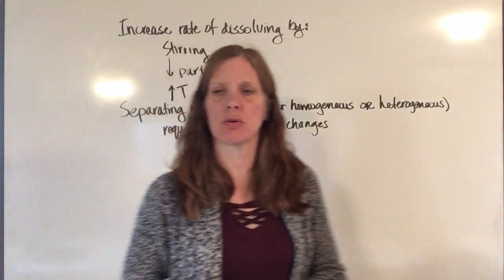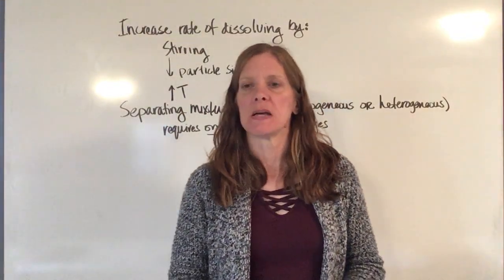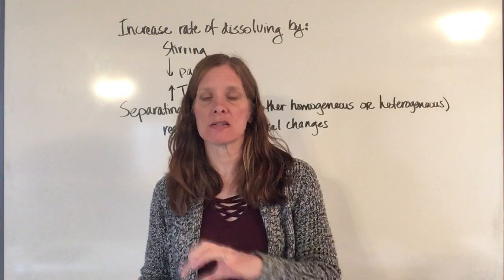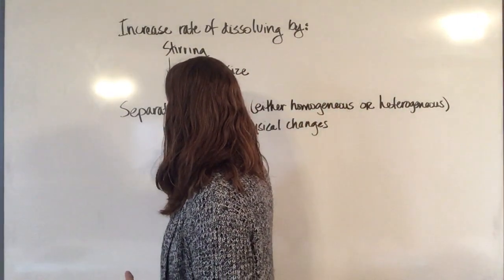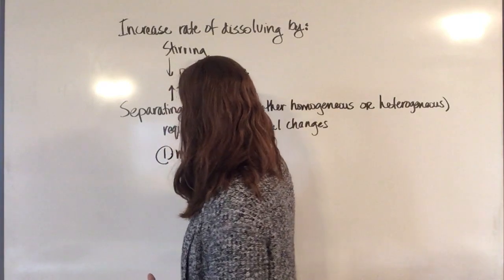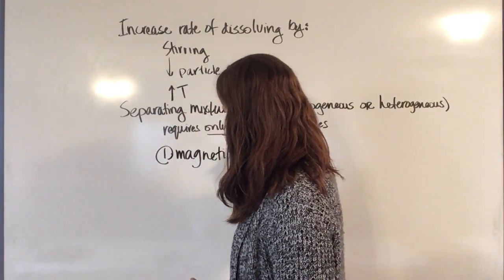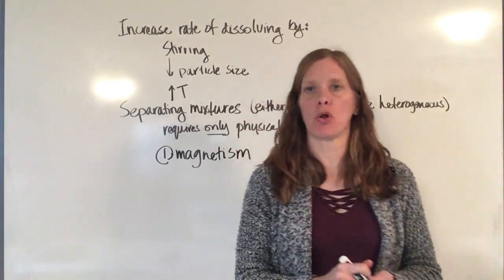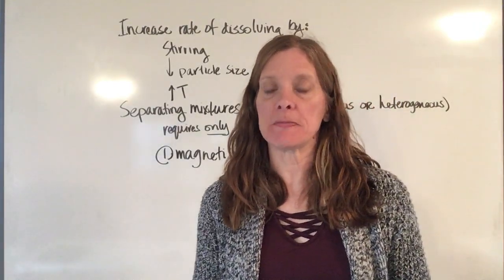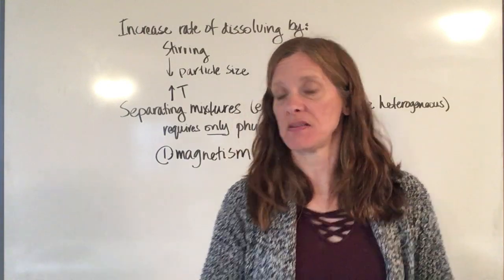So let's talk about some ways that we could separate some mixtures. And again, you'll see some of these in your book. I'm going to try to elaborate on them a little bit. So one way to separate a mixture is by magnetism. If you use a magnet, you can pull anything that is magnetic apart from anything that is not.